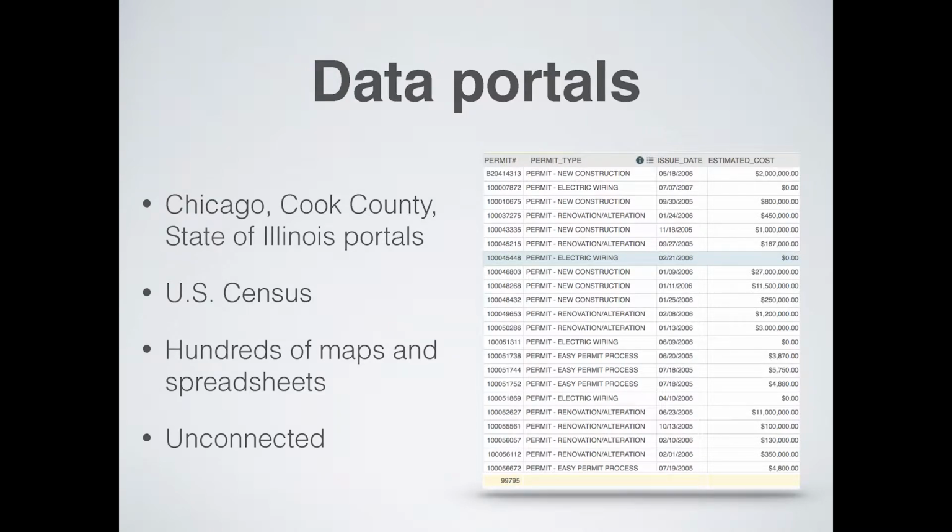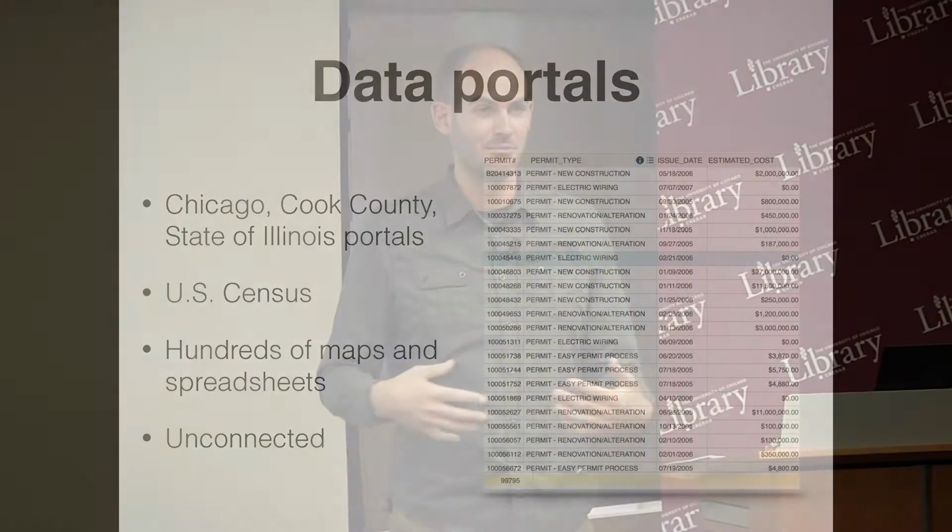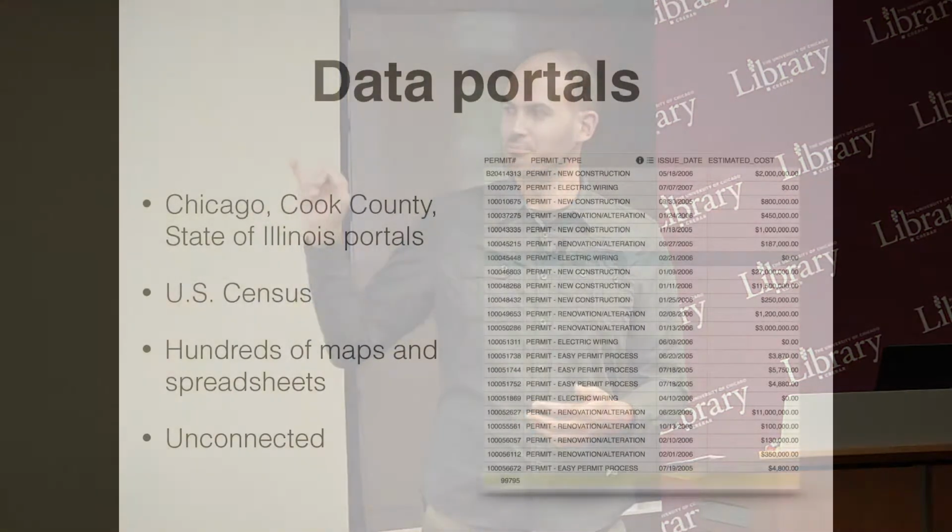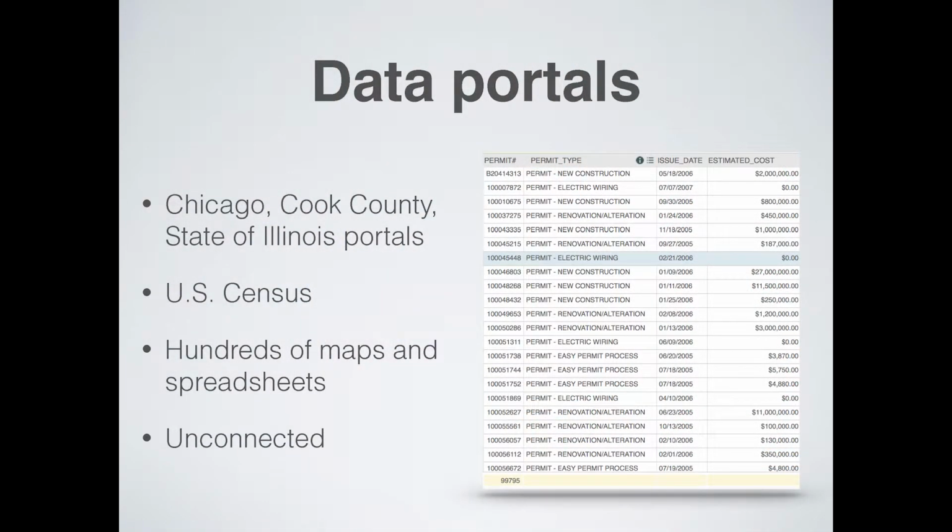their public-facing portal, which is the American Fact Finder, but they also provide more raw data. Sometimes you have to get it through the FTP site. Sometimes you get it through Tiger if you're looking for the geographic data. US Census also has an API, which I'll talk about soon. But portals are essentially just maps and spreadsheets, and they're all unconnected.